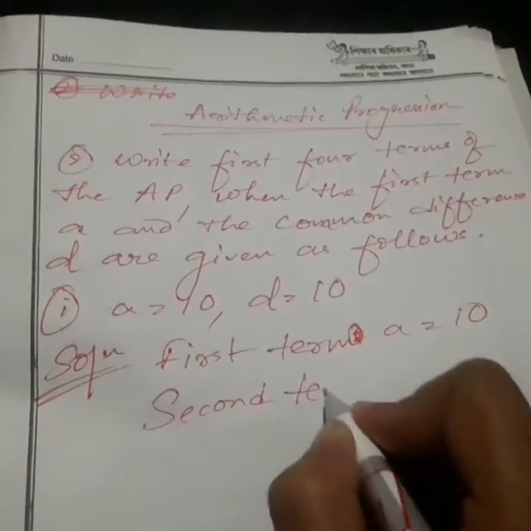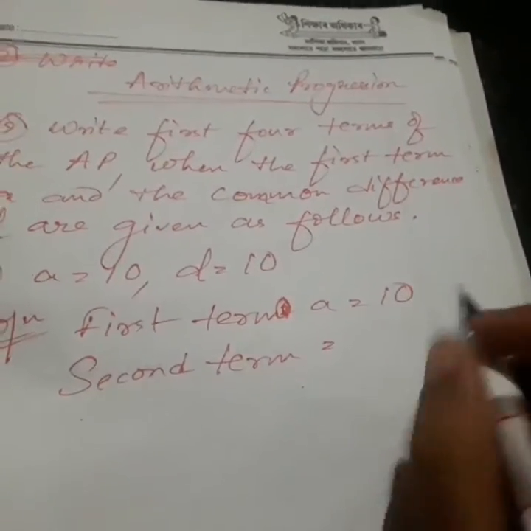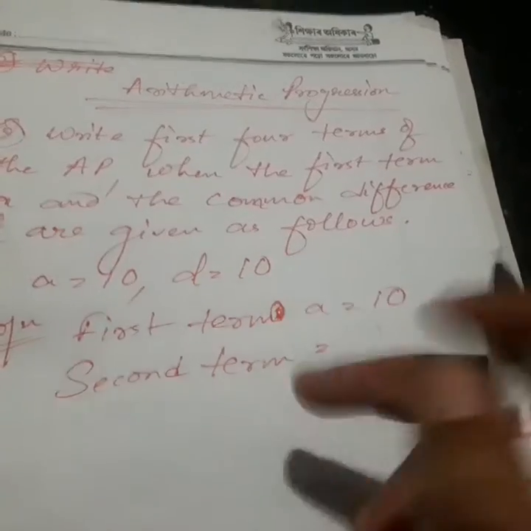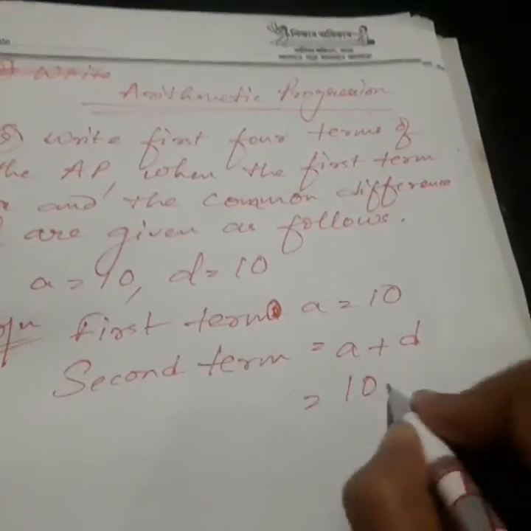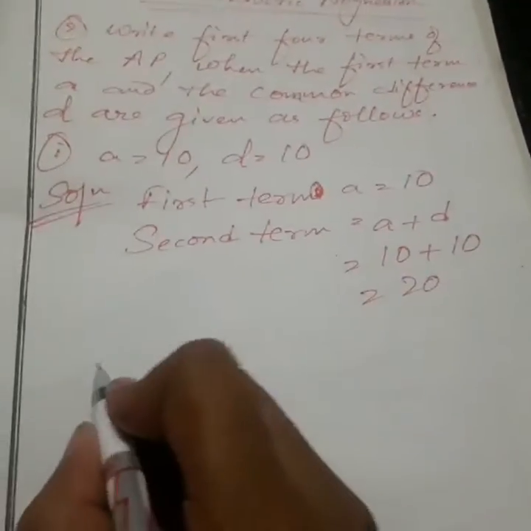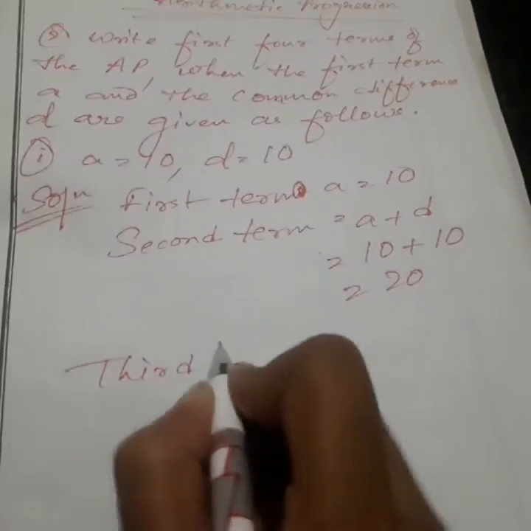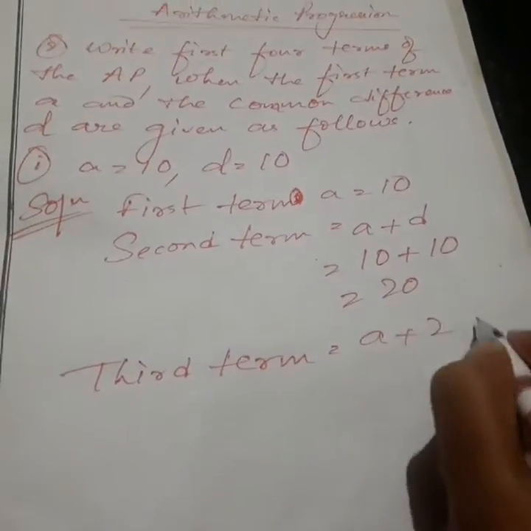Now we will find out the second term. Second term, what do we do? We do the sum of the first term and the common difference. So A plus D. So A is 10 here, D is also 10. So 10 plus 10, 20. Again, what? Third term. So third term is A plus 2D.